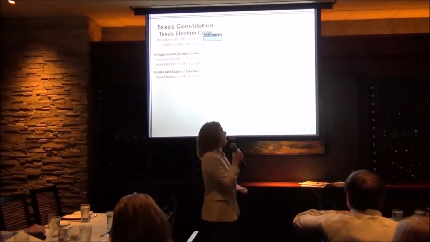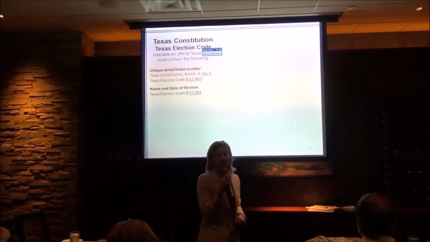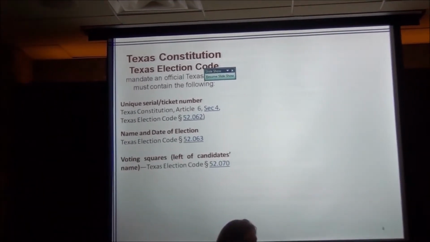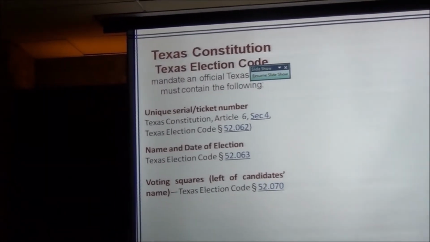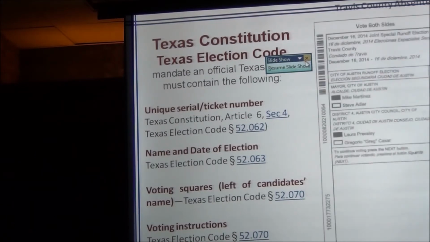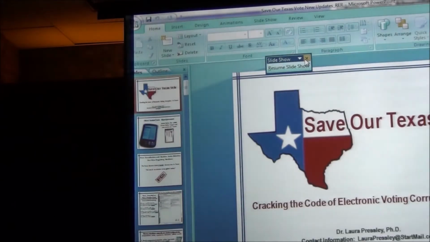You have to have the name and date of the election on the ballot. That's required by law. And on the handouts that I gave you, all of this is documented for you to go back and look at. You have to have the voting squares, you have to have instructions, you have to have all the candidates' names. That's a ballot.